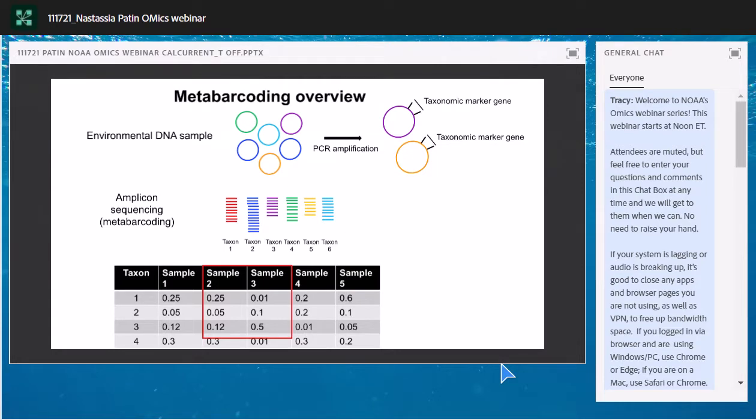And once you have those data, you can start to look at differences between samples. So in this example, sample 1 and 2 are very similar to each other because they have very similar proportions of taxa, but 2 and 3 are quite different from each other because the same taxa are showing up at very different levels. So this is really just a way to get an overview of who's there in your community. And the main limitation to this is you only get relative abundances due to the PCR step.